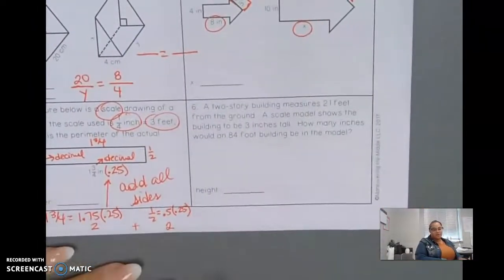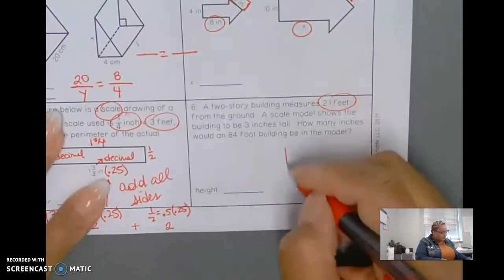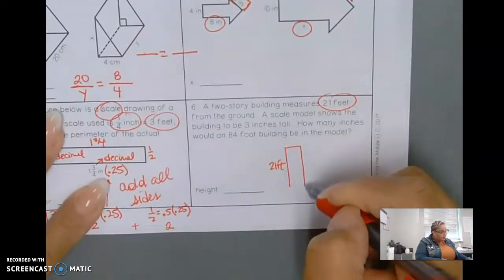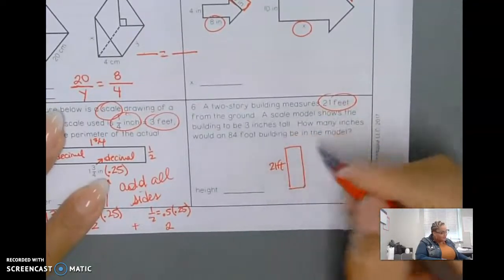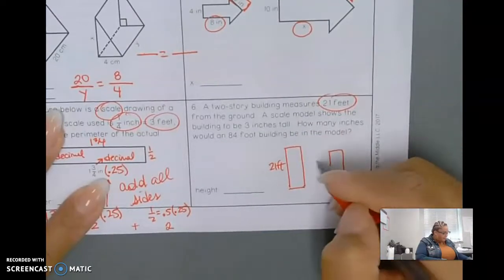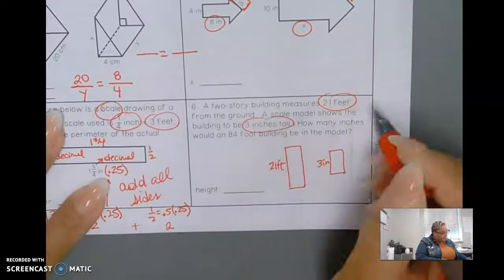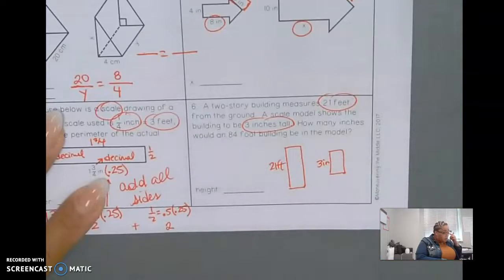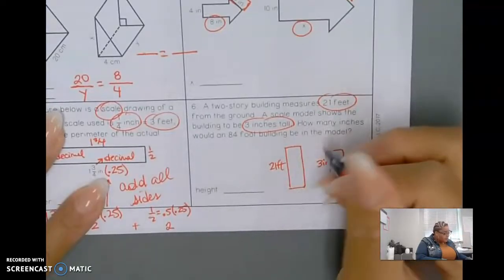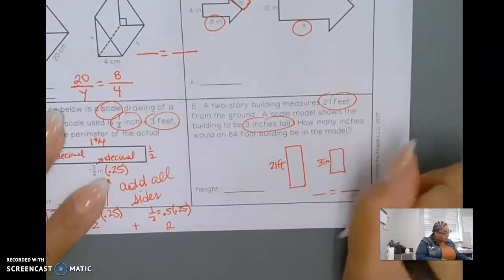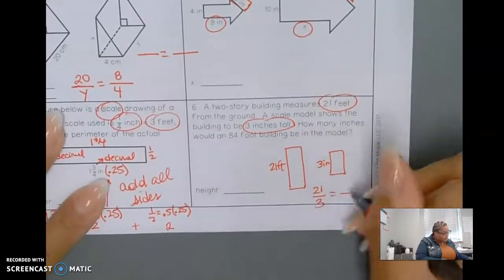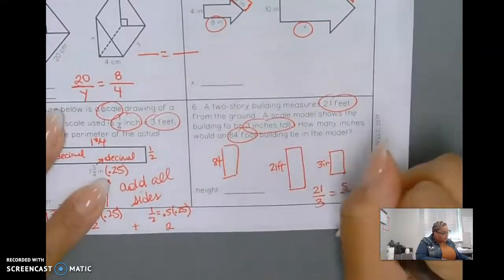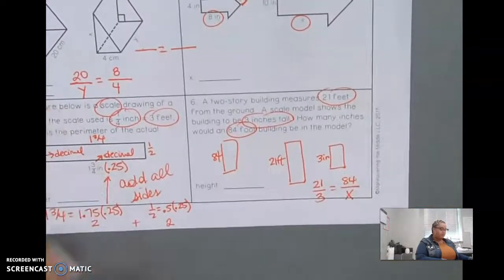Last, a 2-story building measures 21 feet from the ground. A scale model shows, oh, I guess I should draw the whole building. Shows the building to be 3 inches tall. How many inches would an 84-foot building be in the model? So then that's 21 to 3. And then an 84-foot building would be 84 to x.